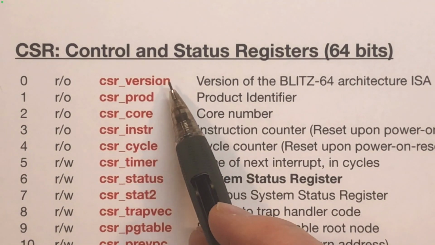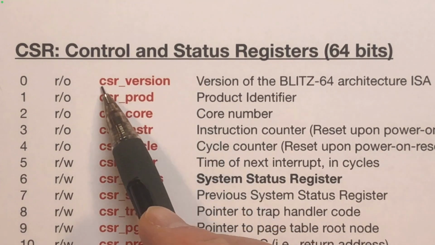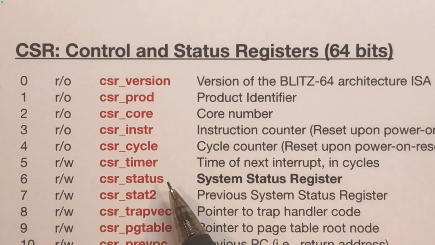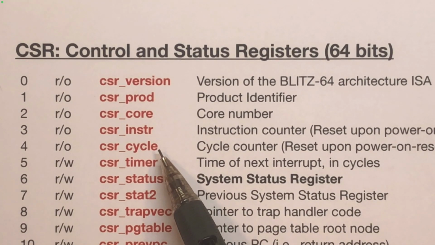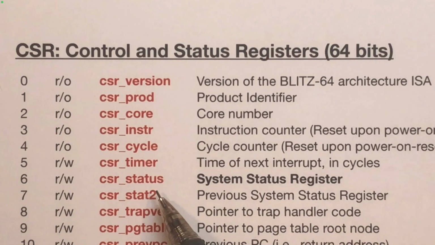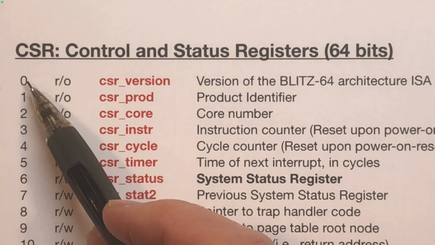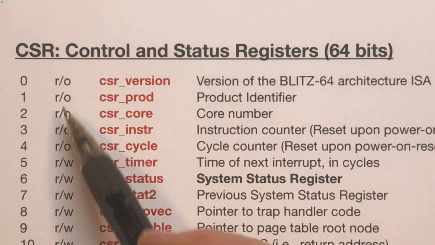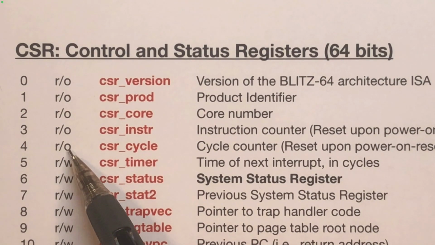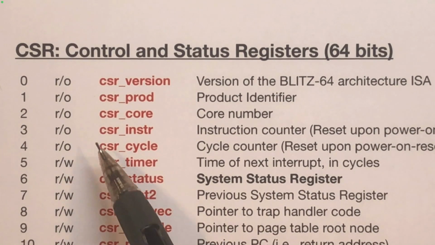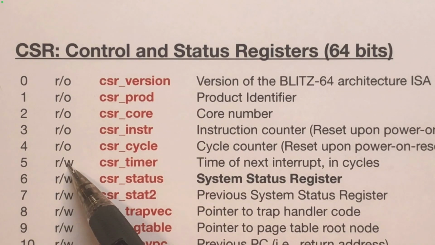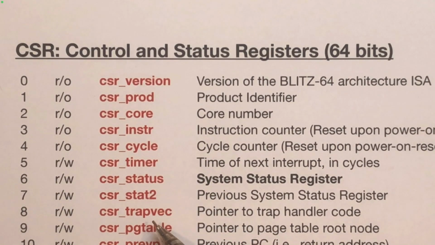First of all, each register has a specific and unique name, such as CSR version or CSR status, and this is the name that would be used in any assembly code instruction that references the register directly. There are privileged instructions to read and to write these registers directly. The first 5 registers are read-only, so any attempt to store into them directly is ignored. The remaining registers are read-write and can be updated directly.